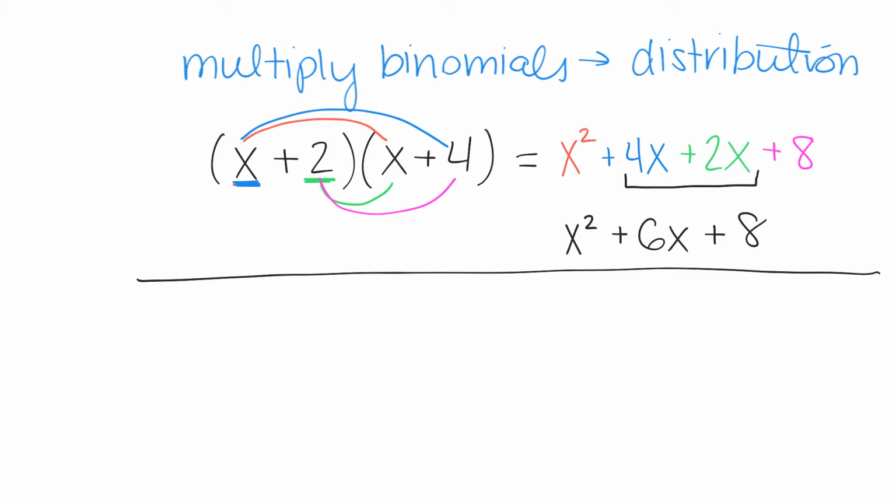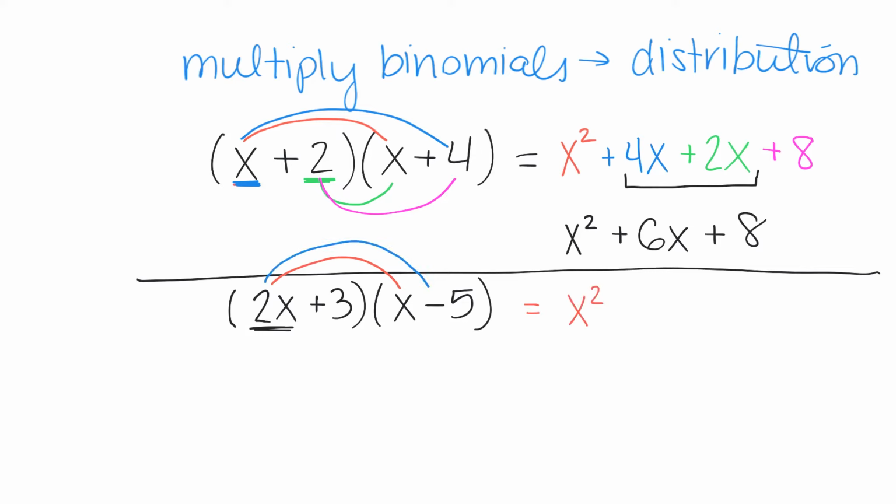So let's look at a slightly more complex example, shall we? What if we've got 2x plus 3 times x minus 5? We're going to follow the same thing, and we're not going to let the negative mess us up. So we're going to start with this 2x, and I'm going to multiply it by both pieces. So 2x times x is 2x squared. 2x times negative 5 is negative 10x.